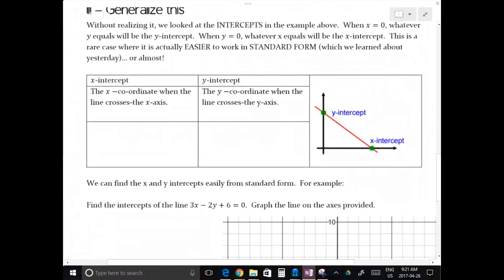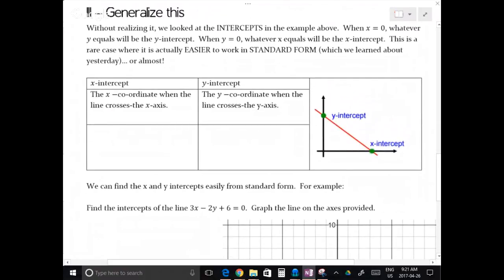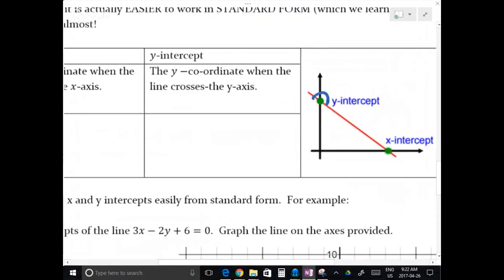Without realizing it, we just did the last question by finding the intercepts of the example above. Right? And we do that because the y-intercept is the place where the line strikes the y-axis. The x-intercept is the place where the line strikes the x-axis. It is mathematically always quite easy to find these points.